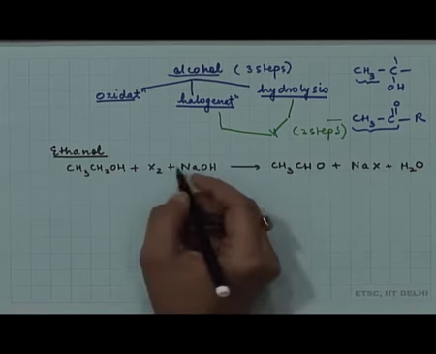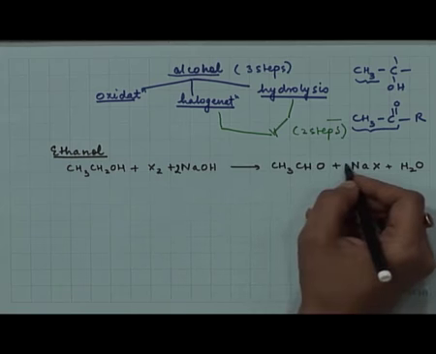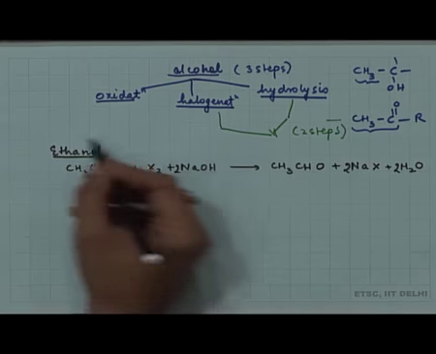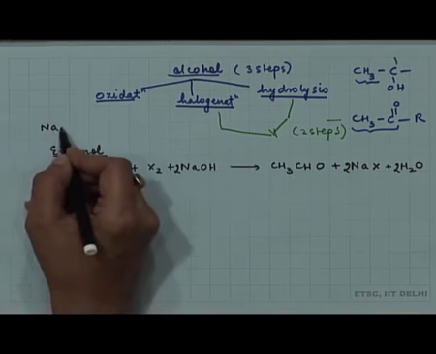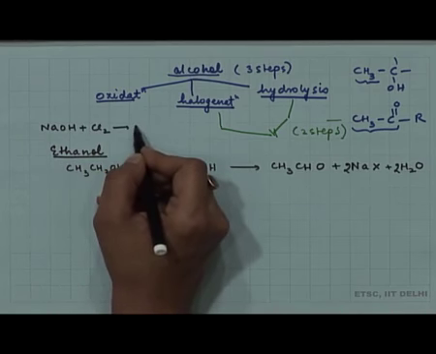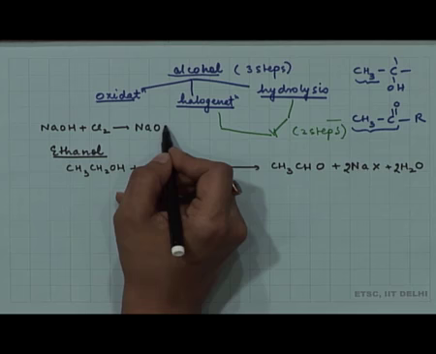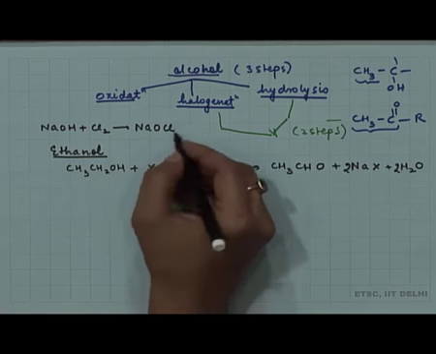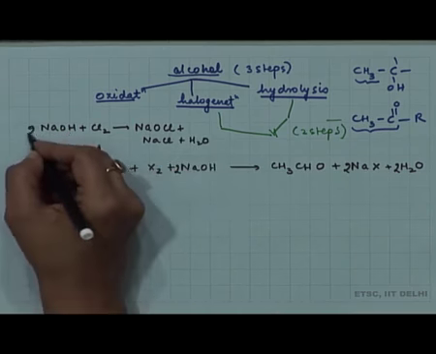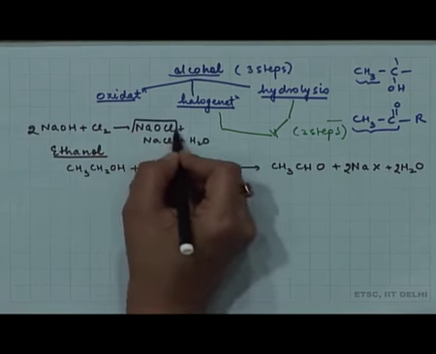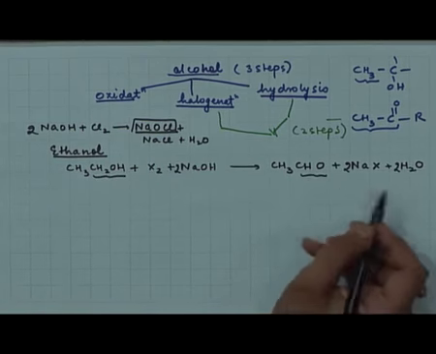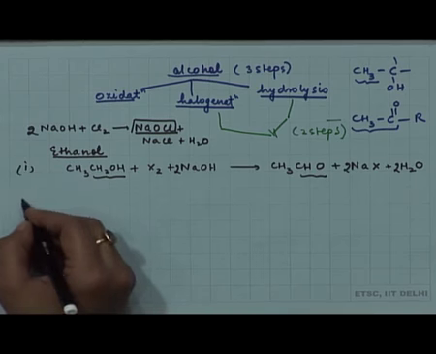So, if you balance this, you require 2 moles of NaOH to give you 2 moles of NaX and 2 moles of water. Essentially what is happening initially is that your NaOH and your halogen, let us say it is chlorine, provide you the corresponding hypochlorite. So, it is sodium hypochlorite and NaCl and water. This is the oxidizing agent which is actually responsible for oxidizing the alcohol to the aldehyde. This is the first step, which is the oxidation.